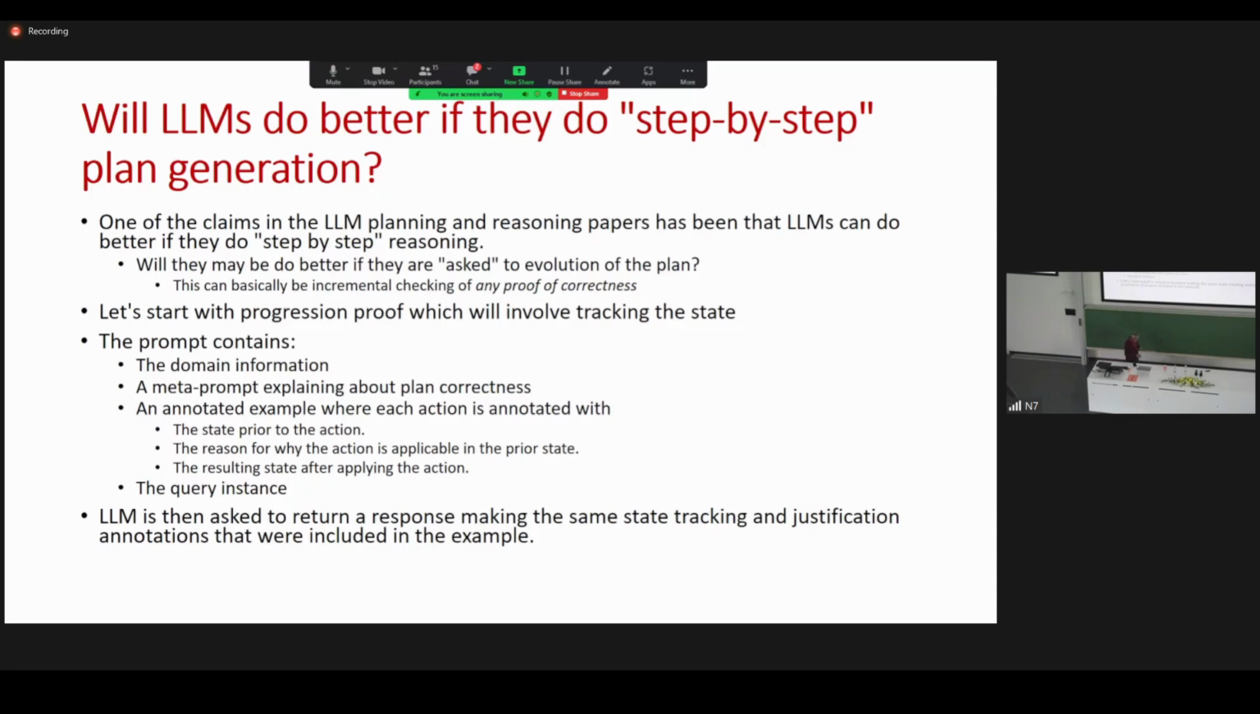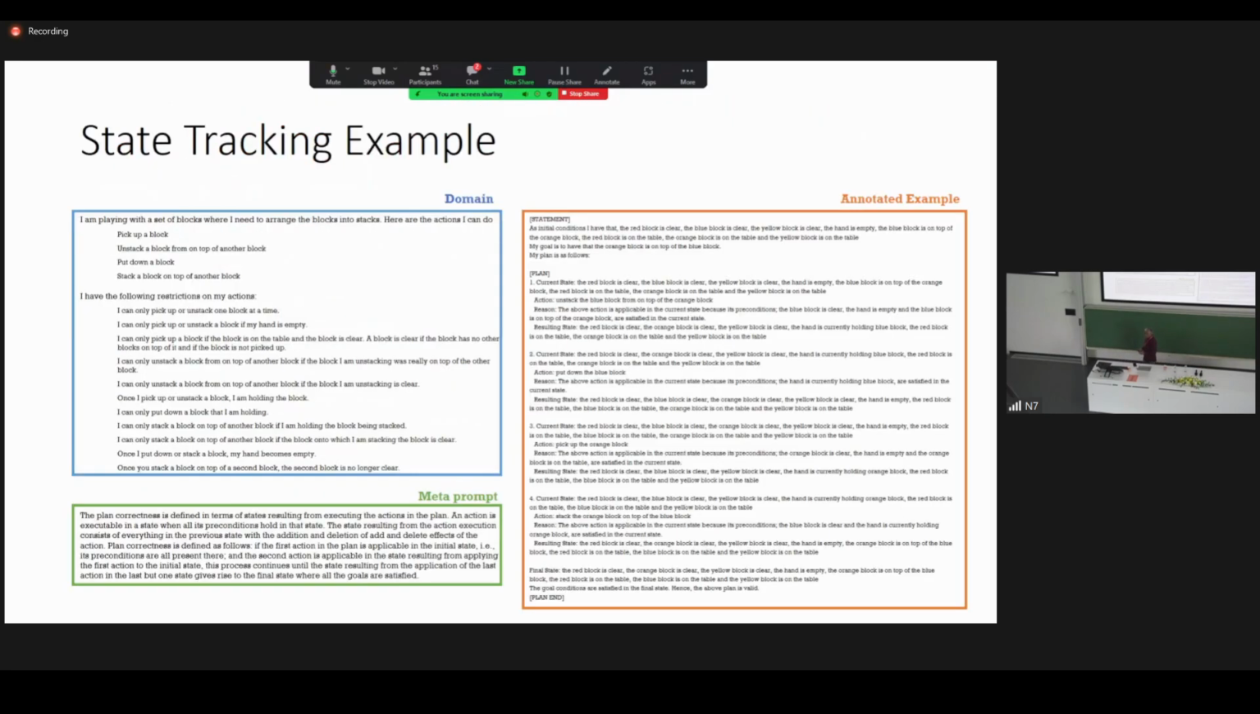The other is I actually take it at its word and say, I will give you a meta prompt, saying what makes the plan correct. And that will also be in English. And let's see how far you get with it. And that's exactly what we did. Basically, this is state tracking. So think of an initial state, say an action, look at the next state, say an action, only do the next action if it's actually applicable in the next state. That's what you guys do, right? In terms of generating plans.